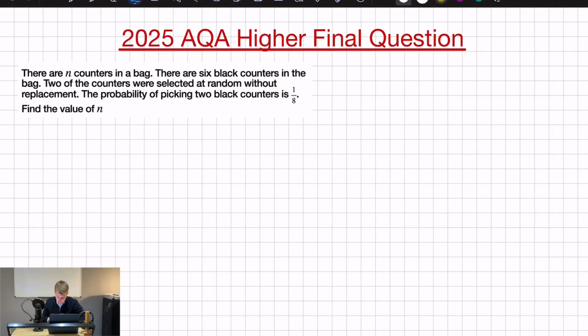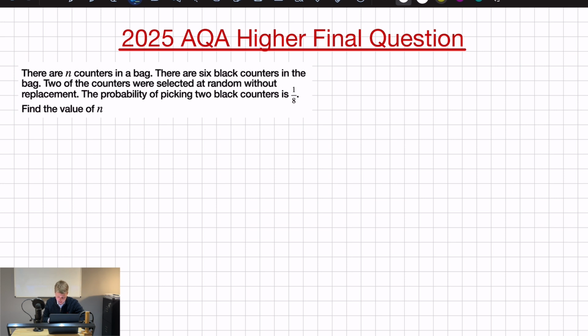This is the solution to the 2025 GCSE AQA Higher Maths final question. Let's go. So there are n counters in a bag. There are 6 black counters in the bag, and 2 of the counters are selected at random without replacement. The probability of picking 2 black counters is 1/8. We need to find the value of n.